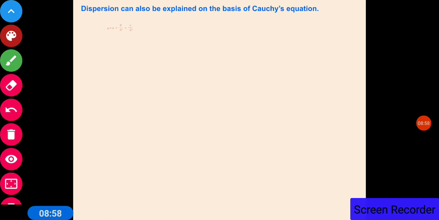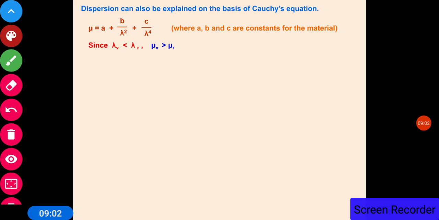Now dispersion can also be explained on the basis of Cauchy's equation. According to Cauchy's equation, mu is equal to A plus B upon lambda square plus C upon lambda to the power 4, where A, B, C are constants for the material. Now since the wavelength for violet color, lambda V, is smaller than lambda R, that is, the wavelength of red is maximum, from the above Cauchy's relation we can say that mu V is greater than mu R.